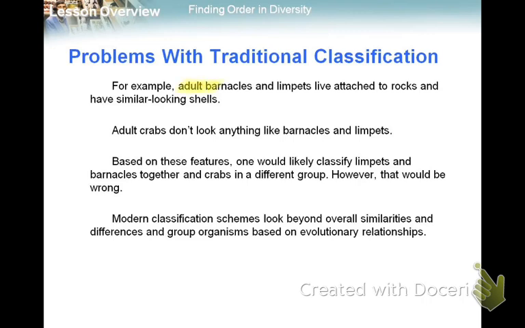The example we have here is barnacles and limpets that live attached to rocks. They have similar looking shells. Crabs don't look anything like these two guys, but if you looked at them and classified them, you'd probably put limpets and barnacles together and crabs in a different group. Modern classification looks beyond similarities and differences, and like I said, we look at DNA sequences and things like that, and we will get into that in more detail in the coming sections.